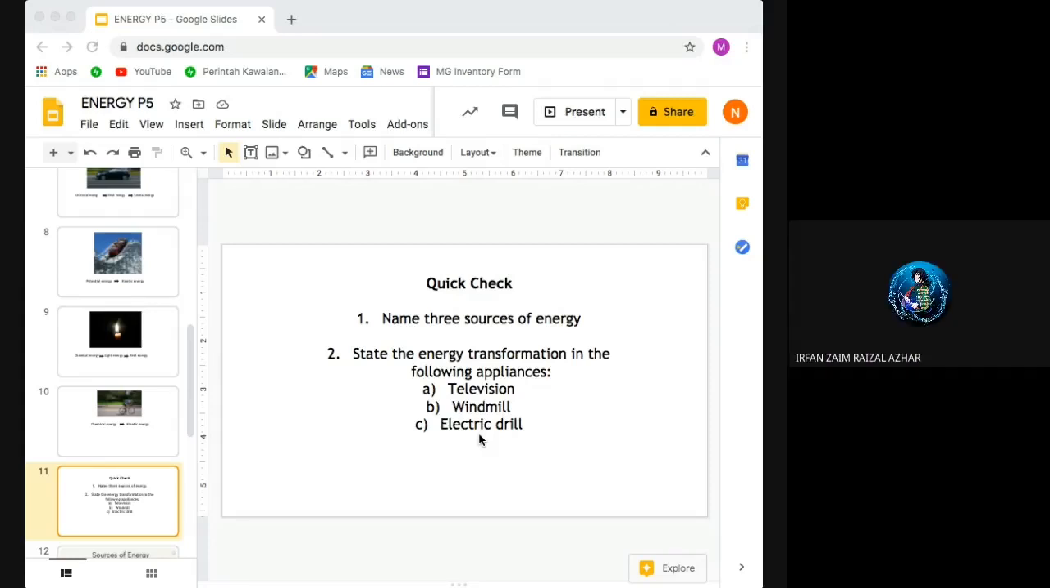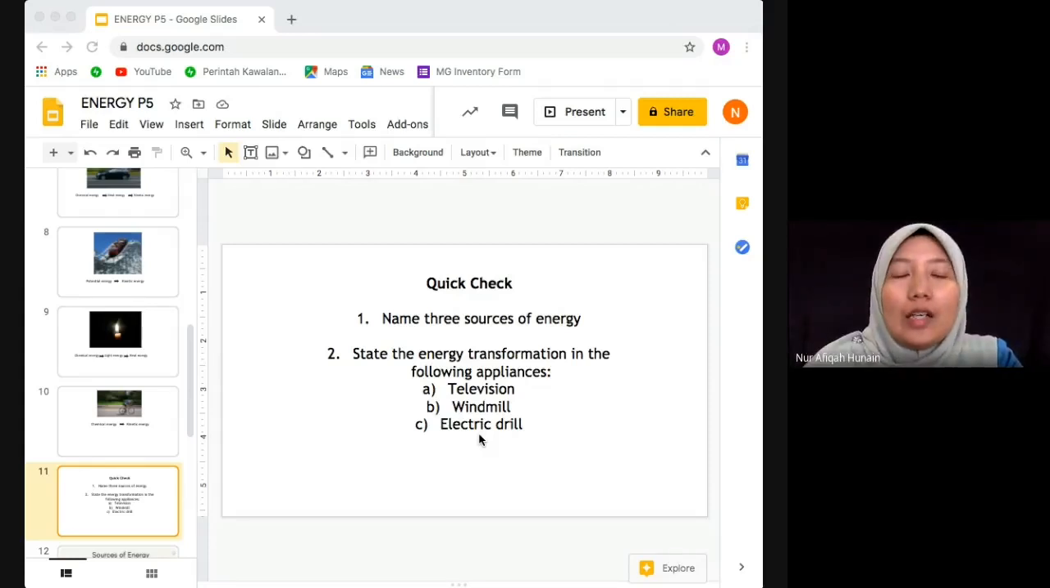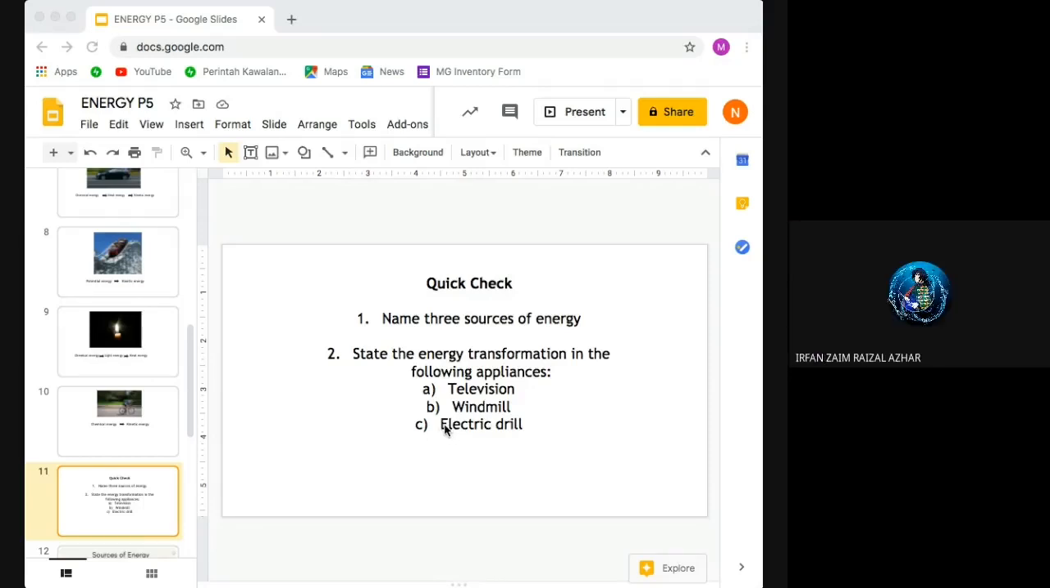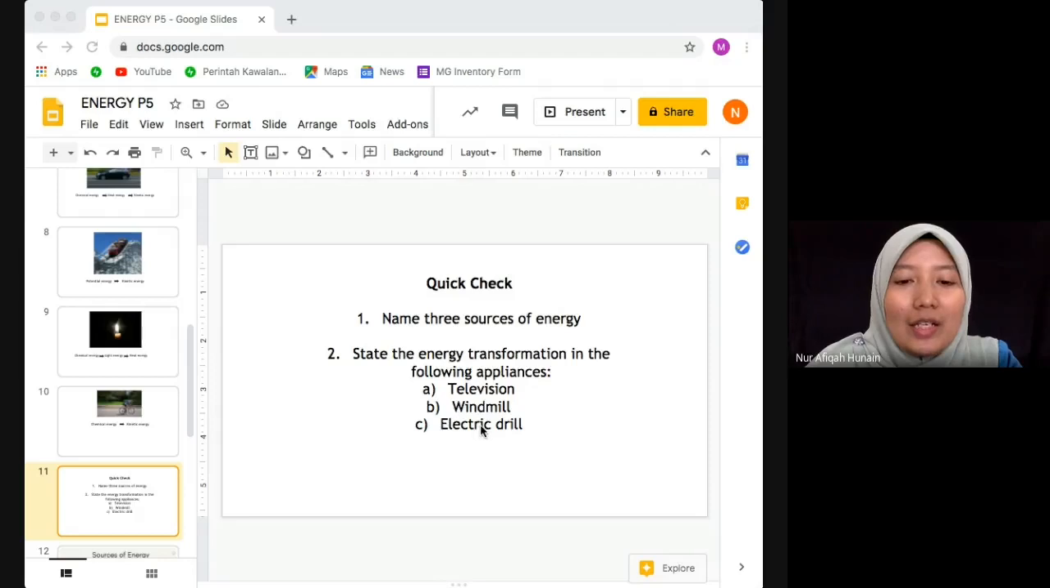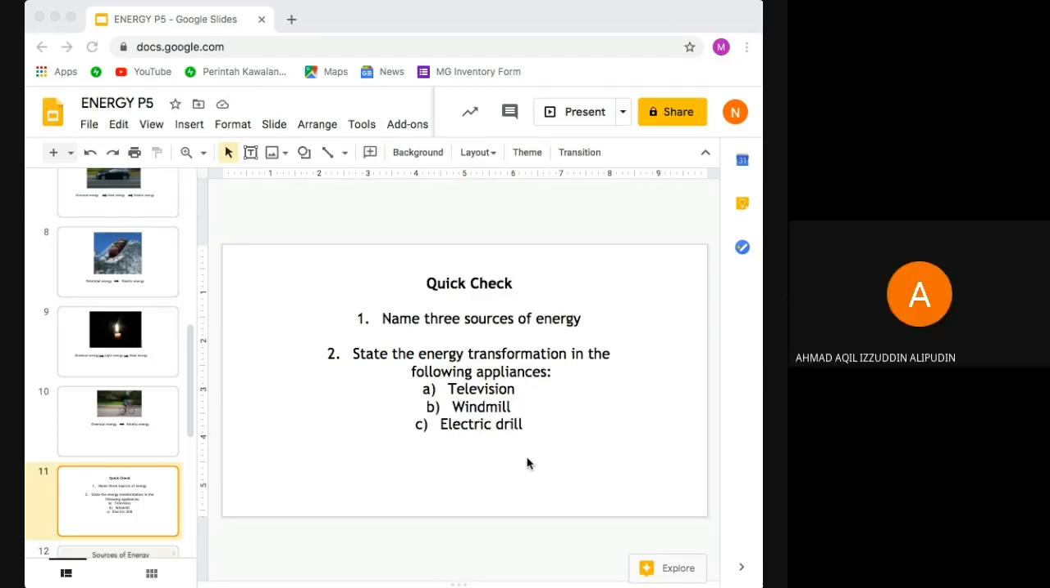You turn on the switch and press, right? So is it electric or not, because it has a battery? It depends. This one mentions electric drill, not the portable one. Look here, electric drill. So of course we start from electrical, then kinetic plus sound. Okay, can.